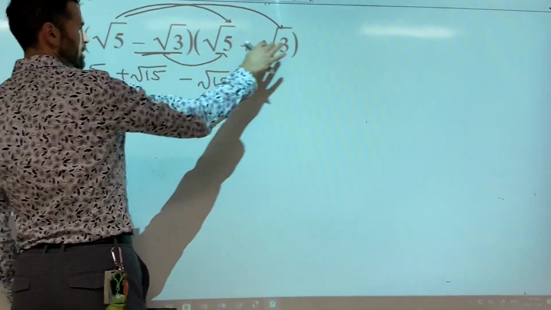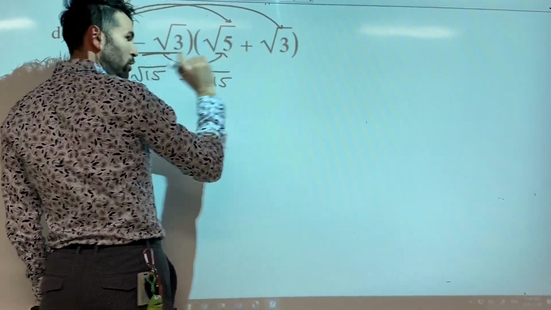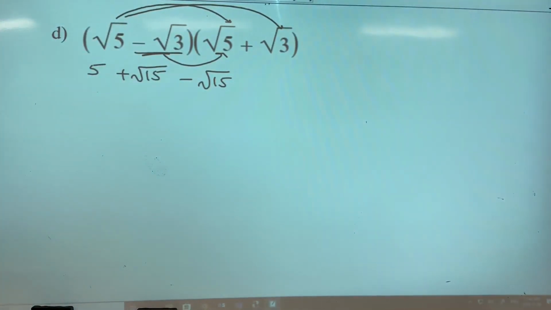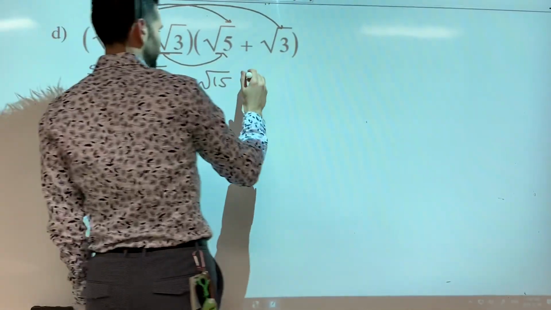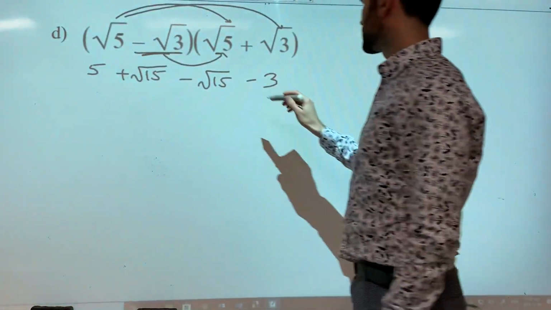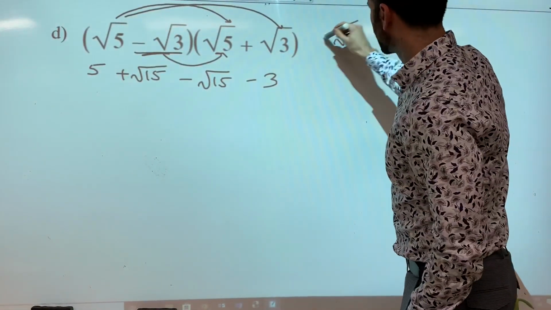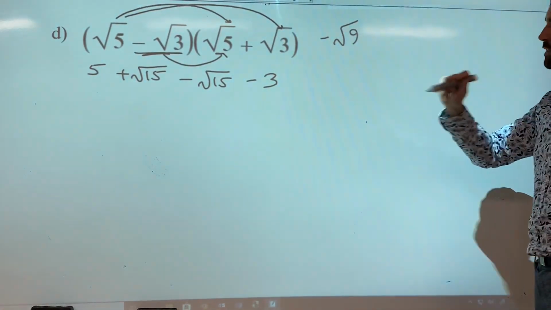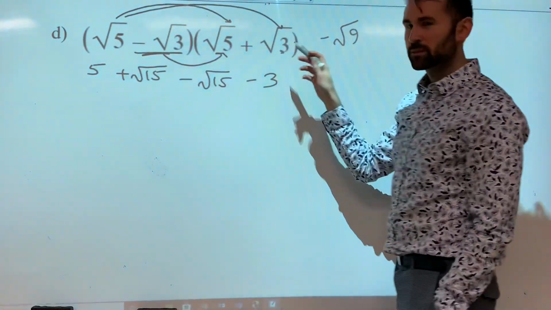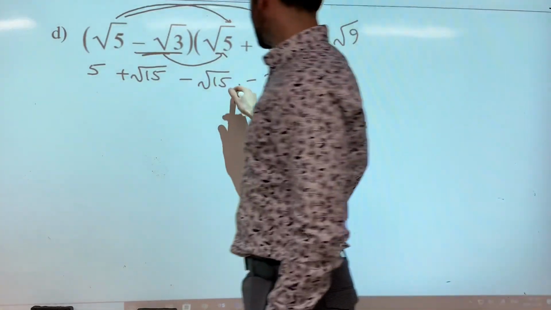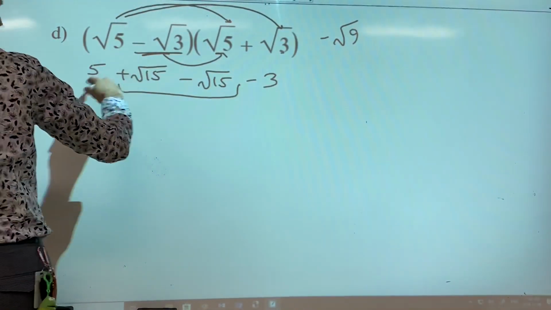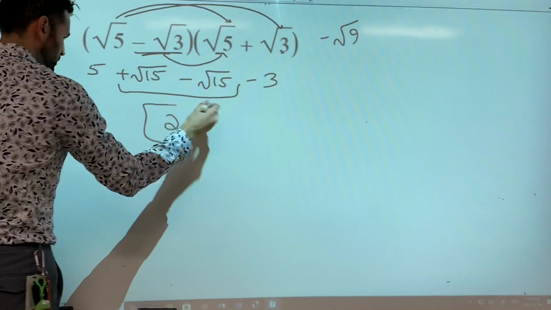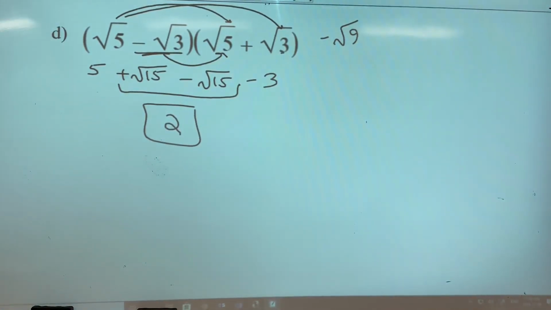And then this one times that one gives me, what am I going to get overall? Do I get square root 9? Which is negative. No, it's going to be minus 3, right? Because I get negative square root 9 when I go this one times this one. So clean it up. This is 0, right? And then 5 subtract 3 is 2.